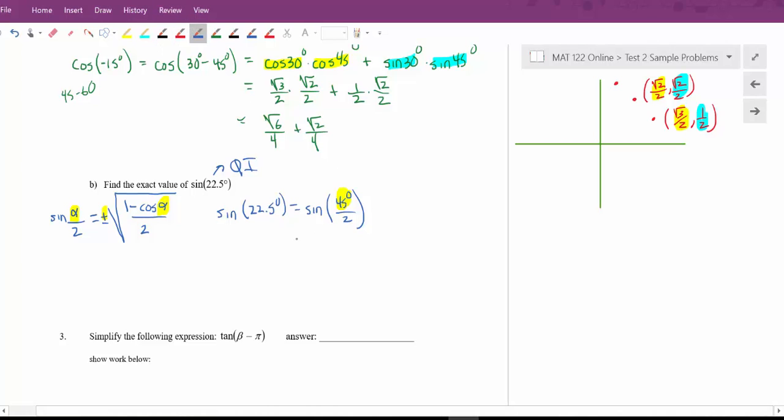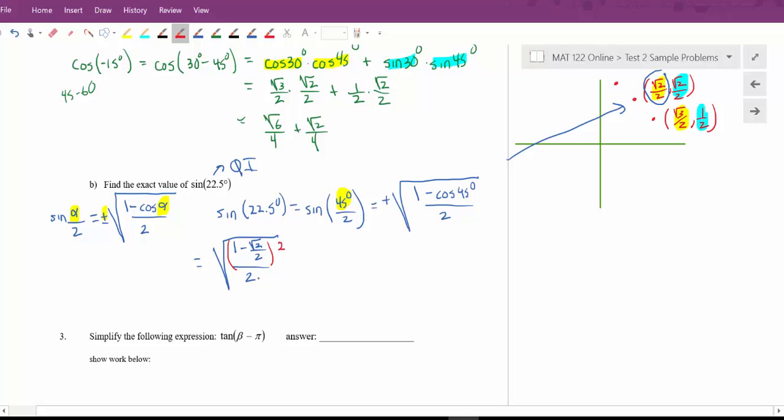All right? So this is going to basically give us then positive square root of 1 minus the cosine of 45 degrees all over 2. Okay, and then we just work it out. The cosine of 45 is the x value, so you can go back to this unit circle. That is square root of 2 over 2. So you're going to have the square root of 1 minus the square root of 2 over 2 all over 2. And then we need to get rid of that fraction. So underneath the radical, if we multiply the top and bottom by 2, then we will have eliminated that, or not the radical, the complex fraction.